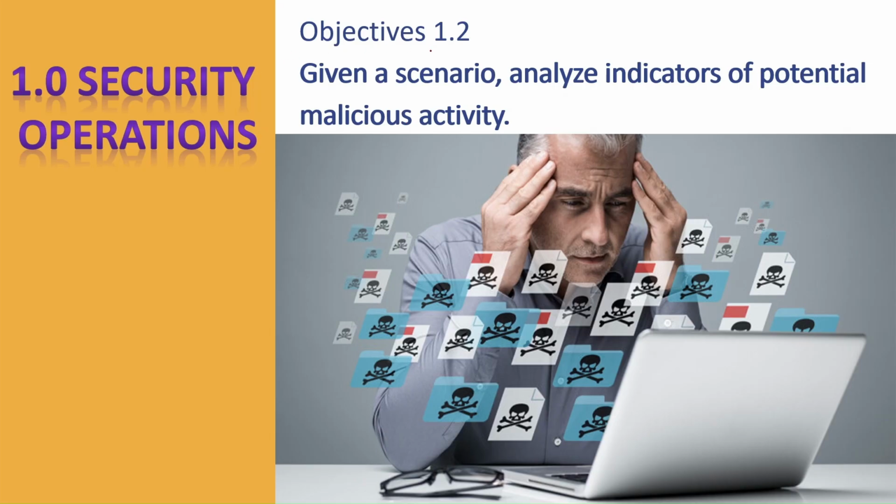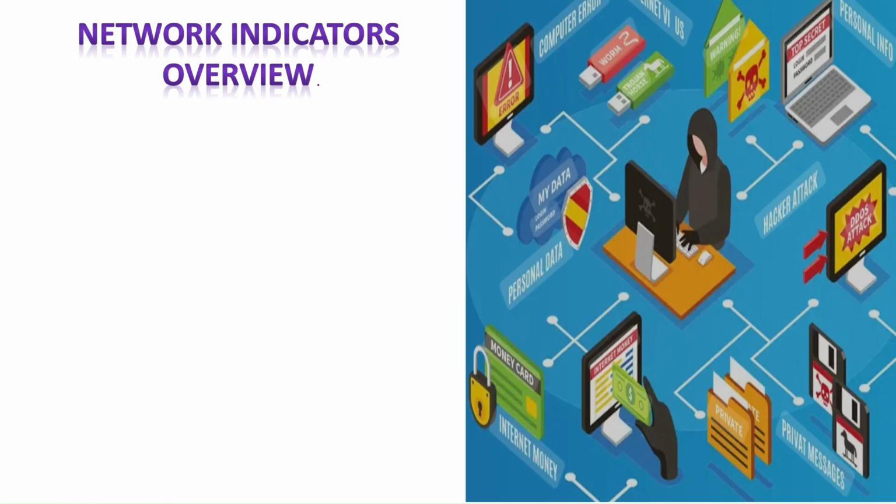Our exam objective 1.2: given a scenario, analyze indicators of potential malicious activity. So let's get started, and the first topic is network indicators. What are some indicators over the network of malicious activity?